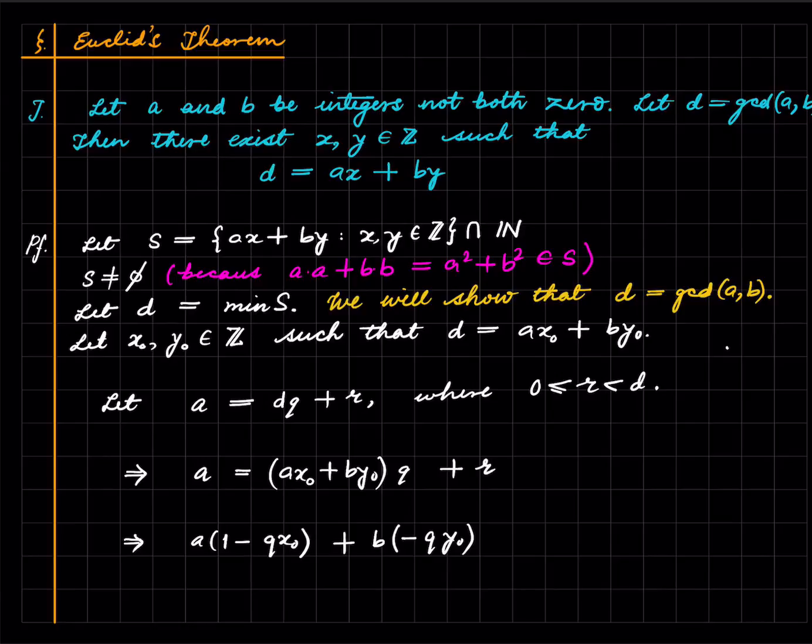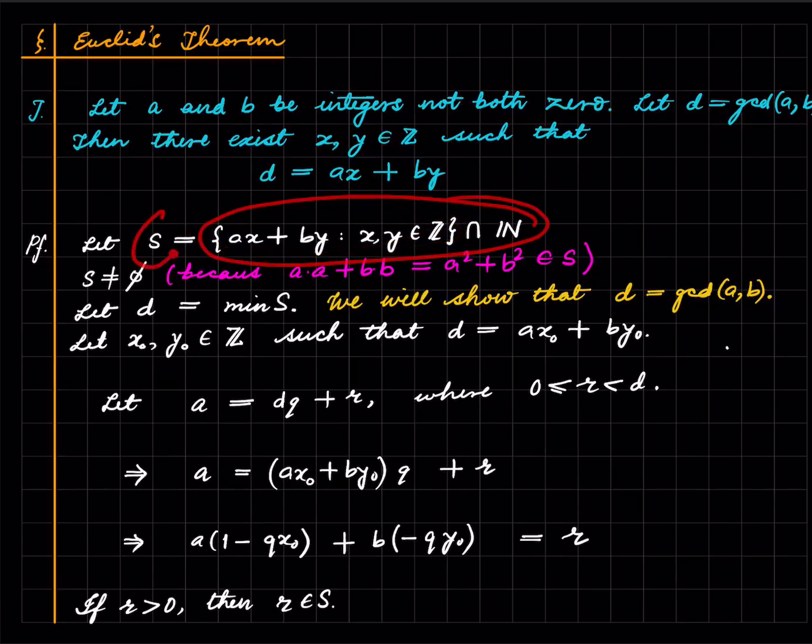This is equal to r. Okay. So if r is positive, then r is in S. Why is that? Because this is an integer and that is an integer. And if r is positive, then it lies here, and hence in S. So if r is positive, then r lies in S. But this is a contradiction.